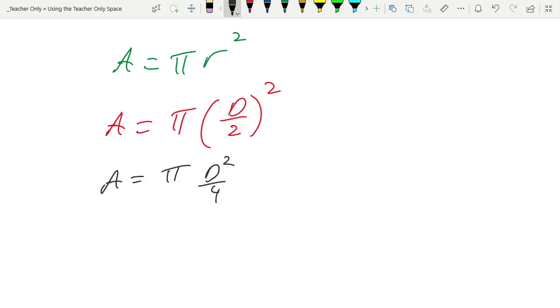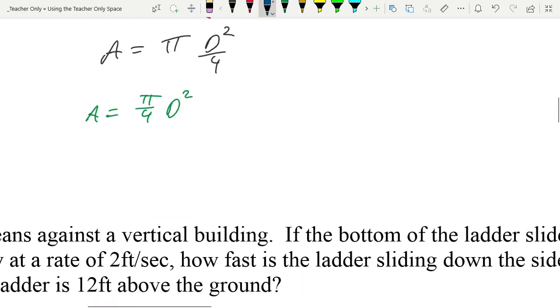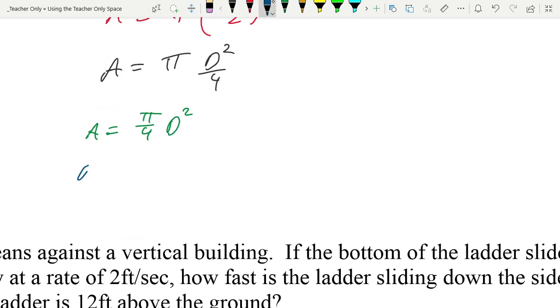I'm just going to square d over 2. D divided by 2 squared is d squared over 4. And then what we could do is just rewrite our constants off to the side. So this is really like pi fourths times d squared. So when I take my derivative now with respect to time, this would be dA dt is equal to a constant multiplier of pi fourths.